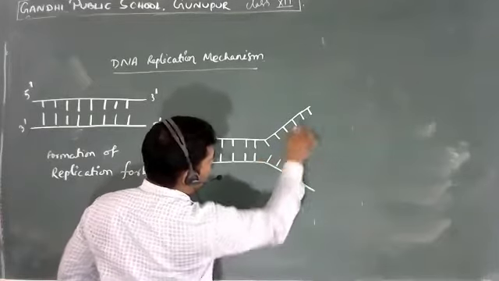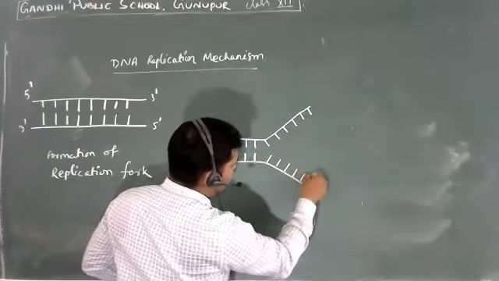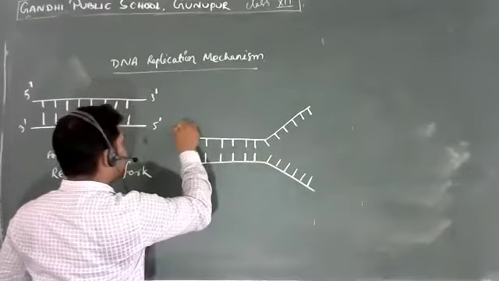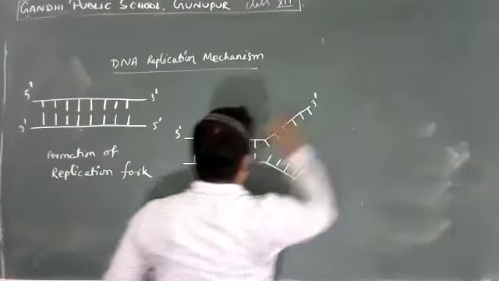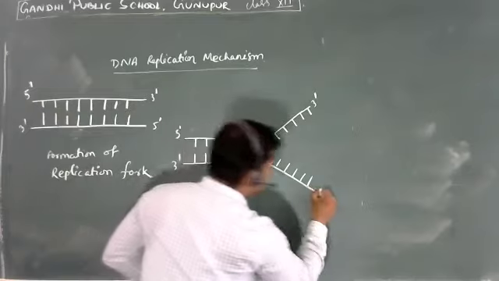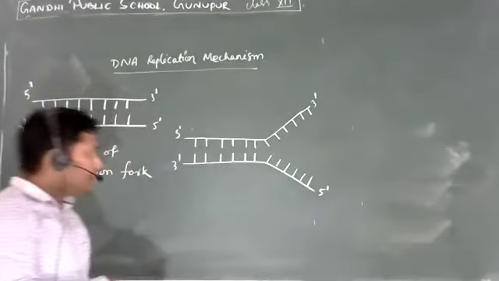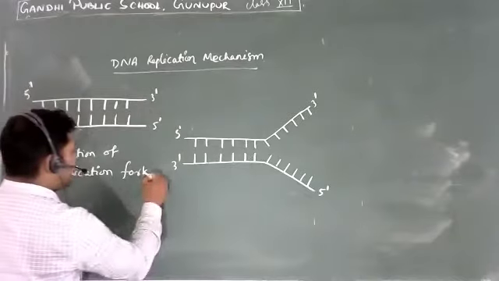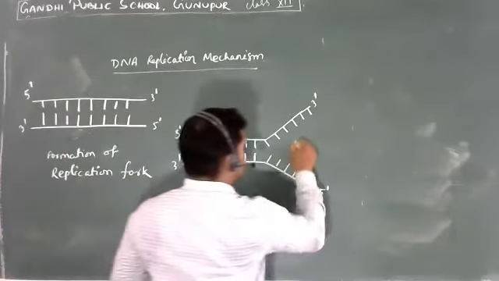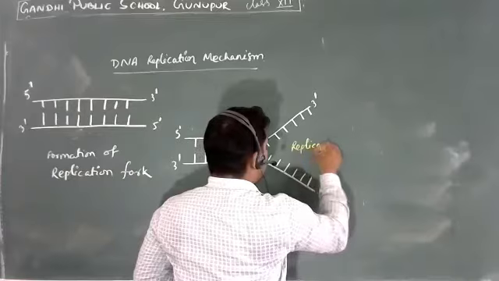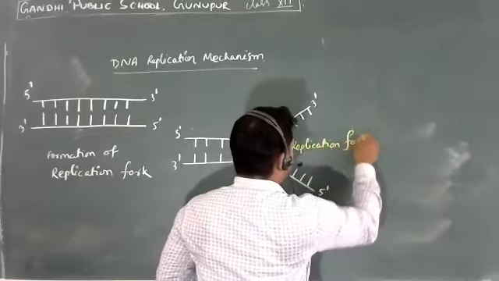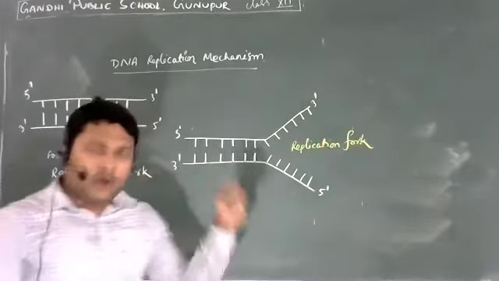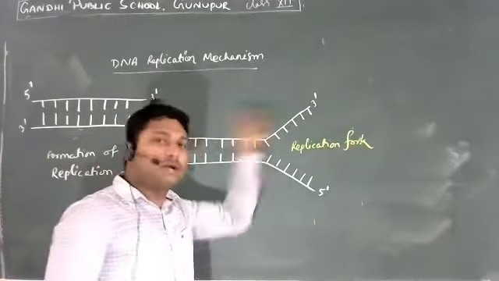So 3, 4, 5, 6, 4, 5, 6. So again we are going to have the 5 prime, 3 prime, 3 prime, 5 prime. Here, this particular structure that you see is called a replication fork. So here the question is, what enables this DNA to actually open up?